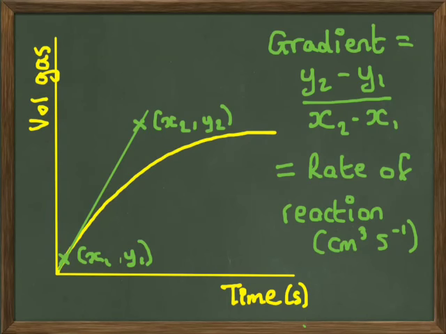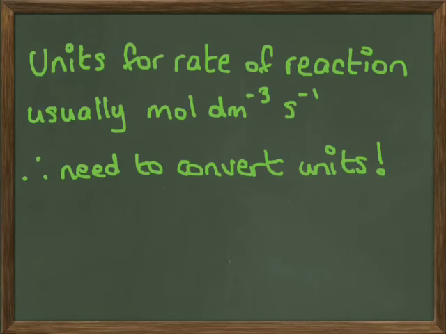However, the gradient that we've calculated from this graph gives us the rate of reaction in centimetres cubed per second. The units for rate of reaction is actually given in moles per dm cubed per second. So we need to convert the gradient from cm cubed per second to moles per dm cubed per second, and I will show you how to do that in the lesson.